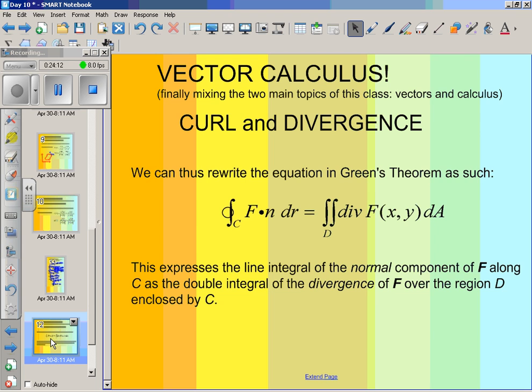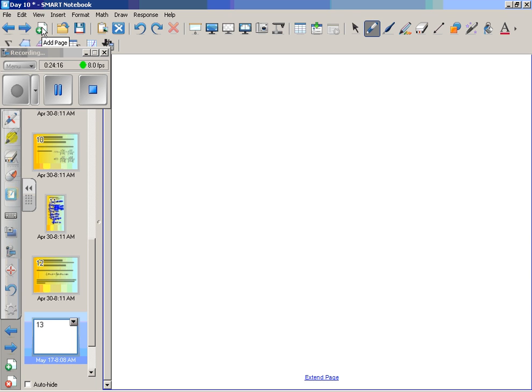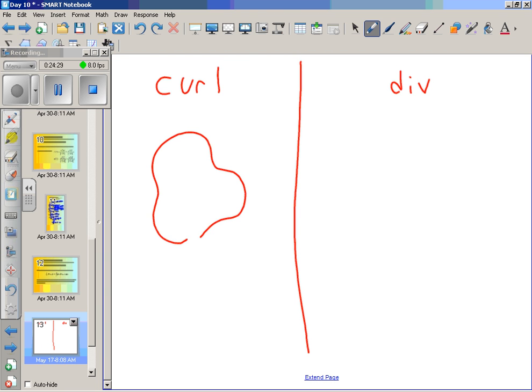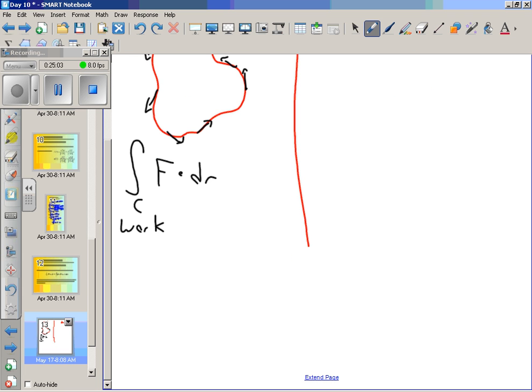Okay, so I want to compare these two results. On the one hand, we've been looking at curl, and on the other hand, we've been looking at divergence. The first result we just got said that if we sum up all the work that this vector field does tangentially going around this region, then that's going to be equal to the curl of the vector field within the region. Okay, so this is the work done by F around the outside of D.